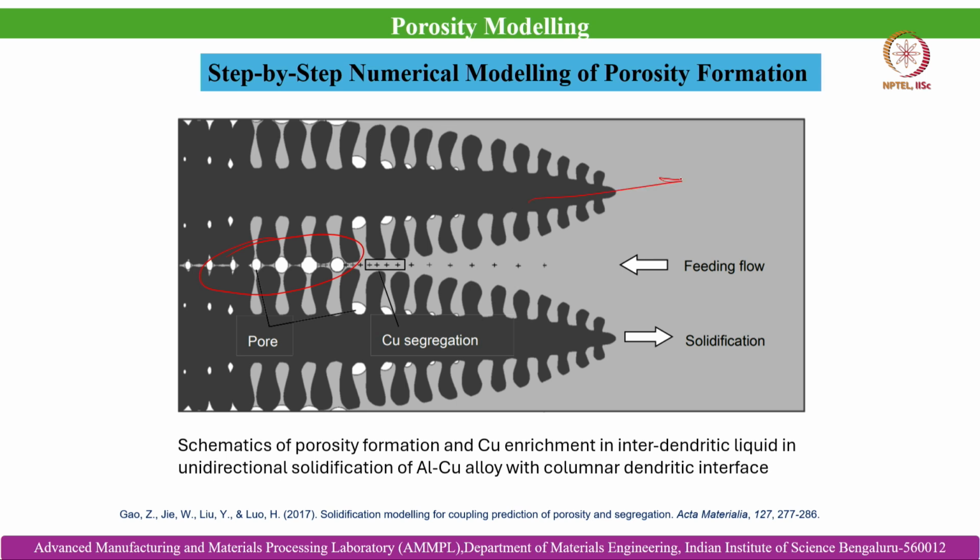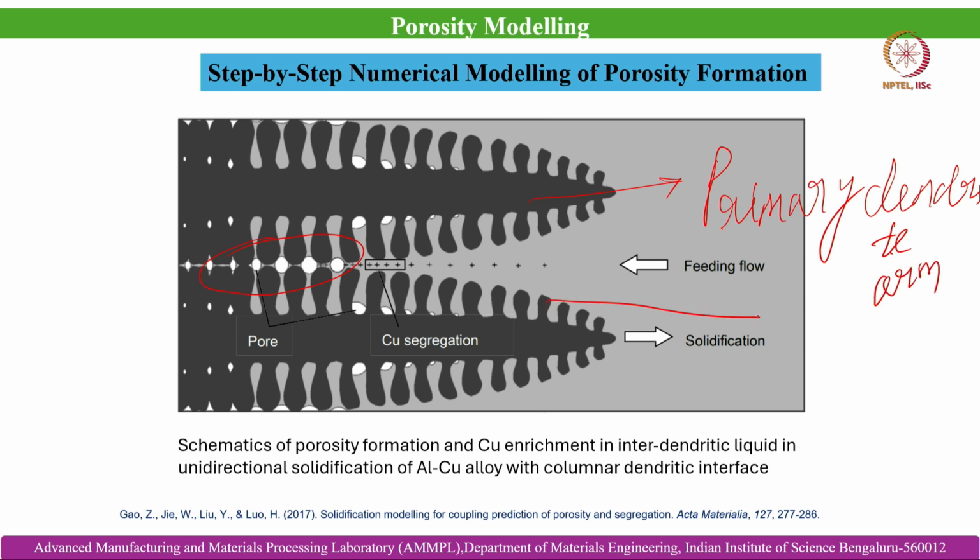Here these are the primary dendrite arms, that means the trunks of this tree, and these are the secondary dendrite arms. These porosities are getting localized in the vicinity of, or in between, the secondary dendrite arms.